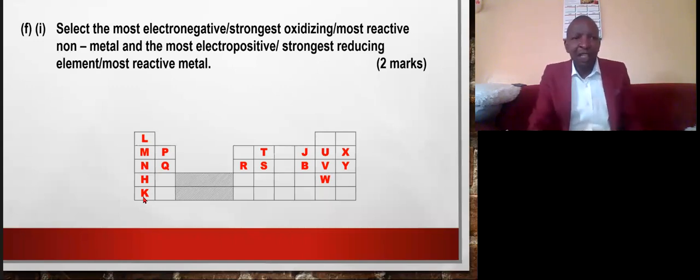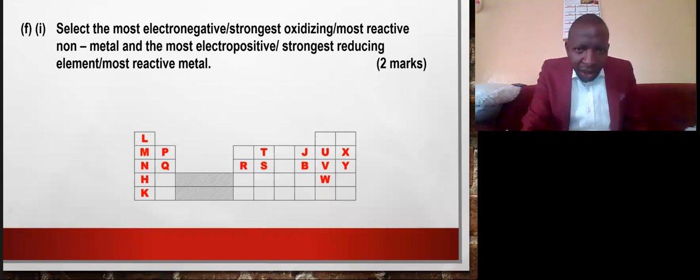It has to be K. Even if there was another element here, you still go to K. Because even if there was M here, K reacts by losing 1 electron, M by losing 2. So the one that easily loses is what? K. It is K.